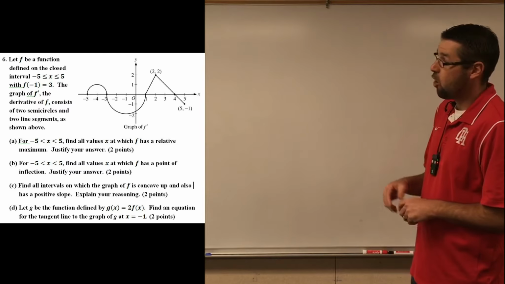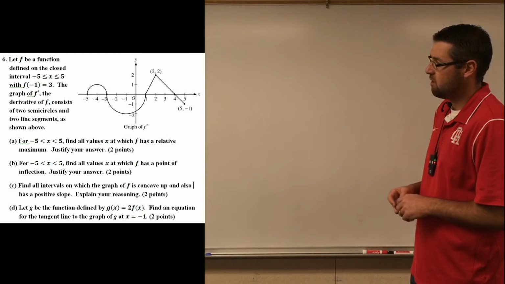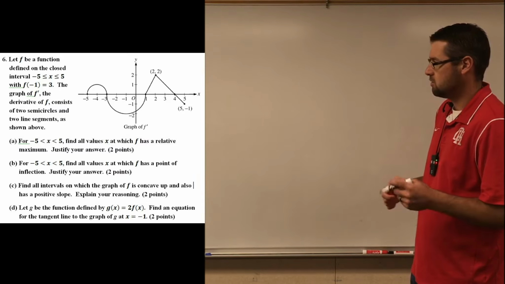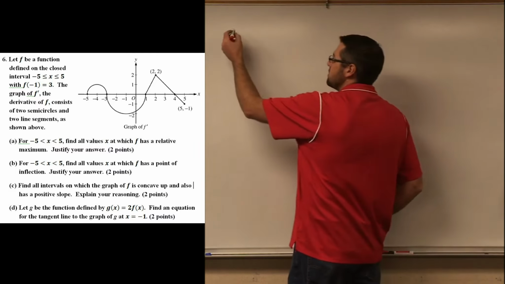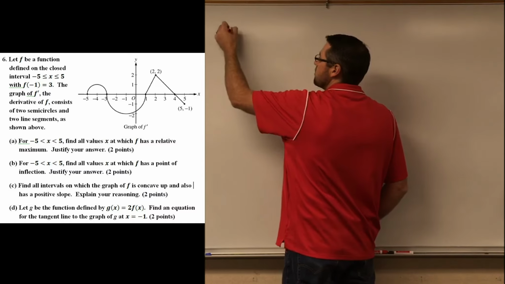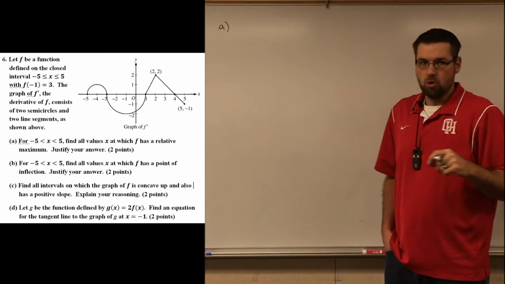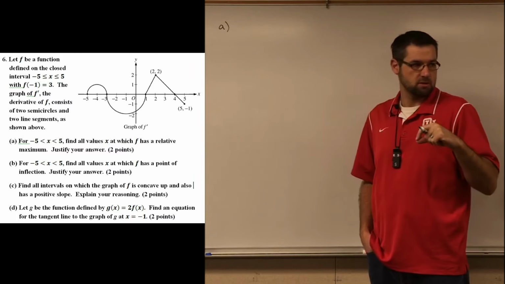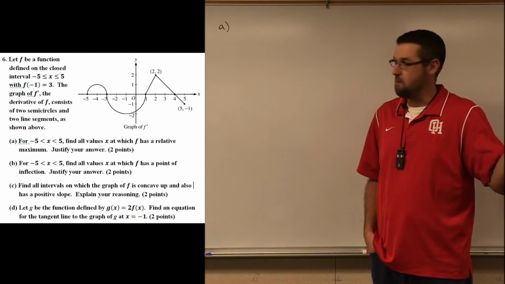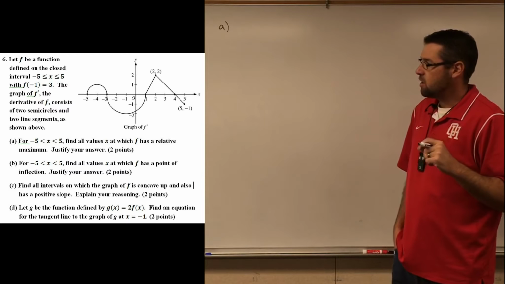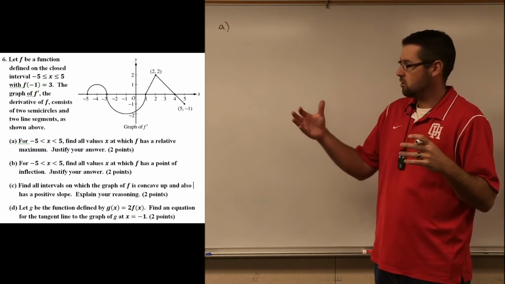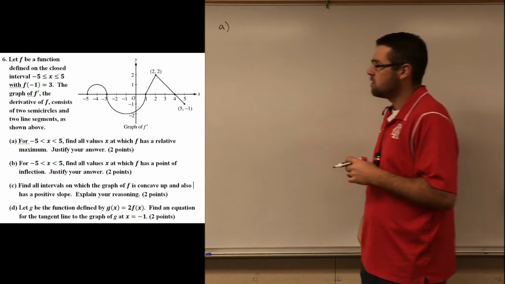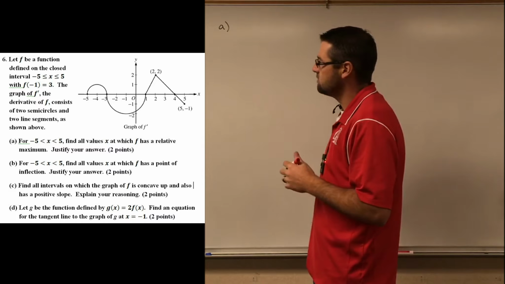Part A. For the open interval -5 to 5, find all x values for which f has a relative max. When does f have a relative maximum? When f prime changes signs from positive to negative. And we don't have to consider endpoints because, why? Part A has an open interval. So where does it change from positive to negative?